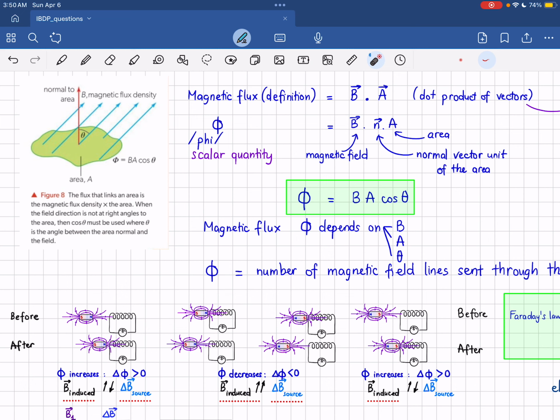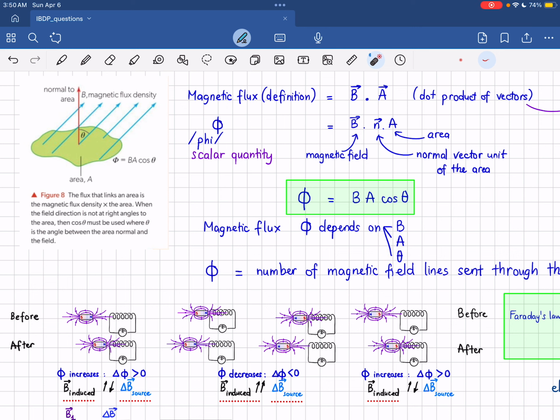Phi is a Greek letter called phi. It's a scalar quantity, right? Because B here is just the magnitude of the magnetic field, A is also the area, a scalar quantity, and cosine is also just a numerical value. So phi in the end is just a scalar quantity, it's not a vector anymore. And we can see that magnetic flux phi depends on three variables. The first is the magnetic field strength, the second is the area, and the third is the angle theta.